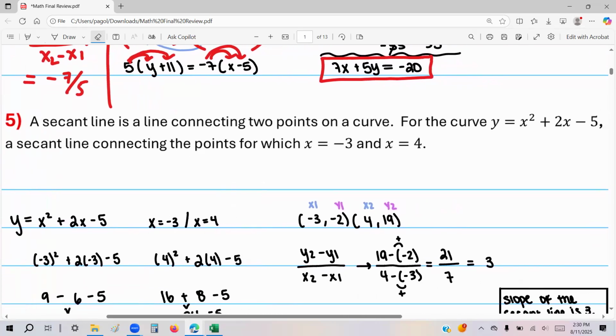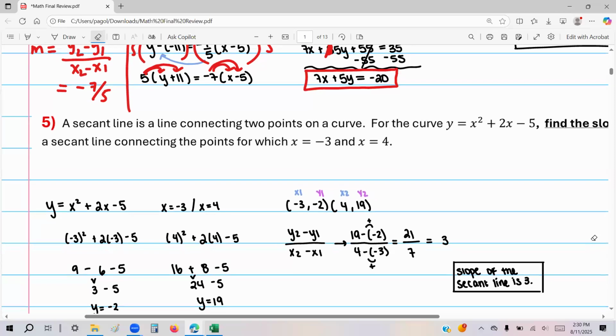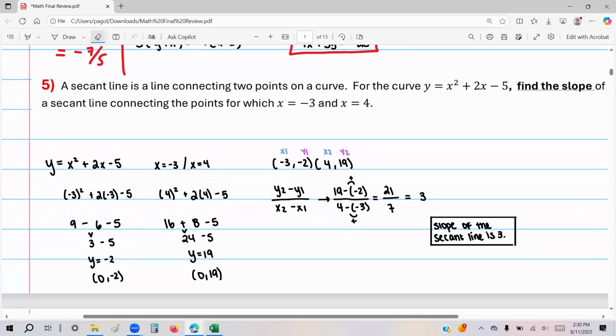The next question, many people don't understand, but actually it's not that bad.